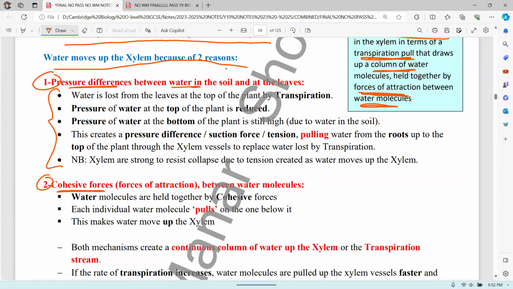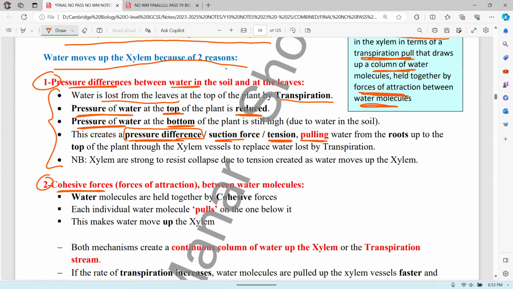Pressure differences between water in the soil and at the leaves. Water is lost at the leaves because of transpiration. So the pressure of water at the top of the leaf is reduced, and the pressure of the water at the bottom is high. Simple and clear. You don't need to use any complicated terms. This will create a pressure difference. Please, when you see the word in bold, then this is a keyword. The reason why you lost many marks in your exam is you don't write the keywords. Or suction force, or tension, pulling. You have to write the word pulling.